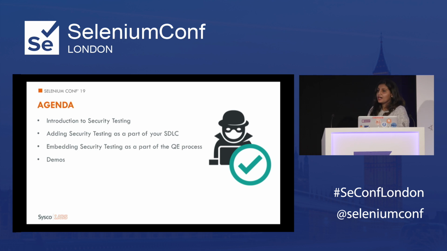I'm just going to give you a brief introduction on security testing, and then adding security testing as part of your software development cycle. Then how can we embed? That's going to be the main topic. How can we embed security testing as part and parcel of the quality engineering process? This would also comprise demos with open source applications or tools, which you can go and start using. And I'm sure most of you are interested in starting your baby steps in security testing, so this would be helpful for you guys.